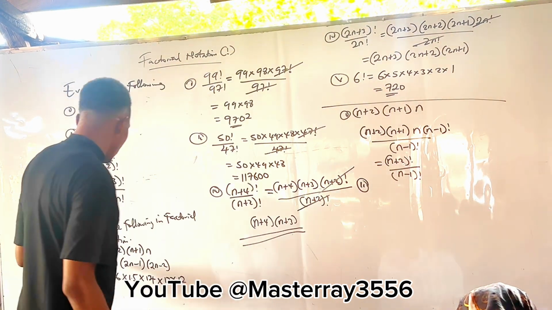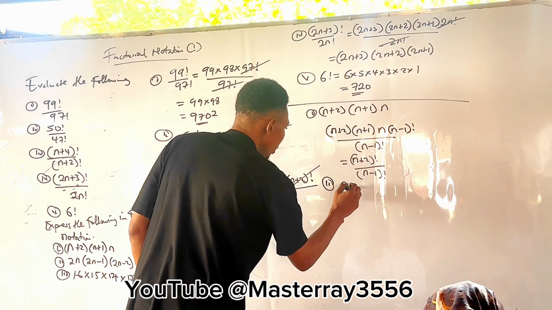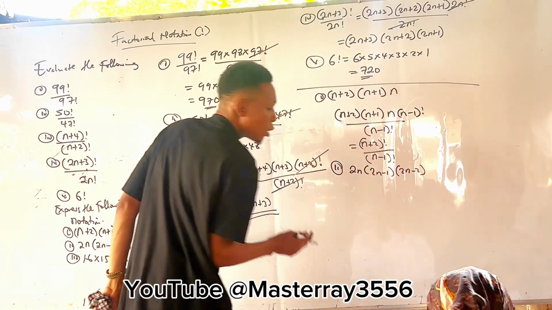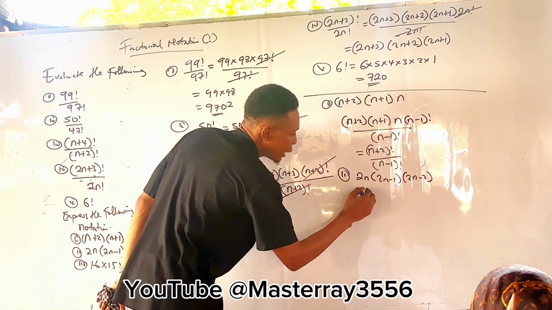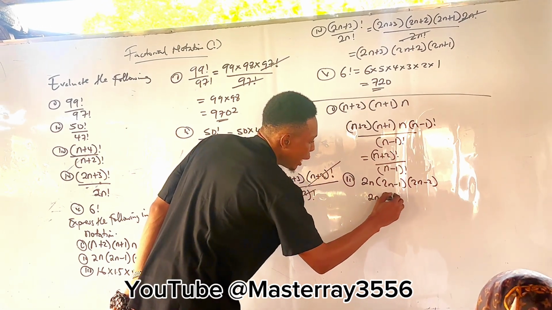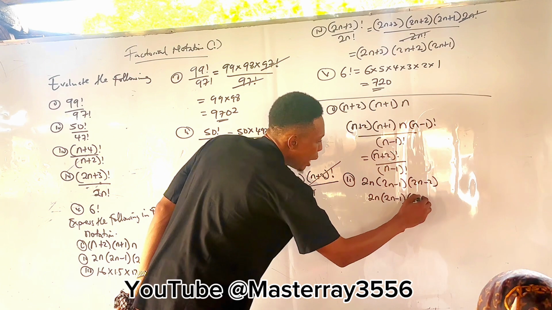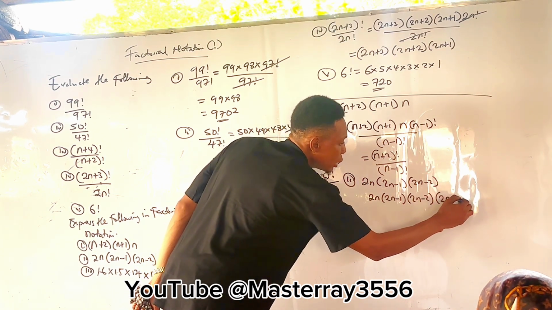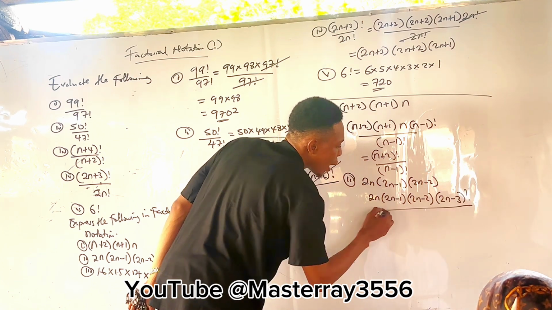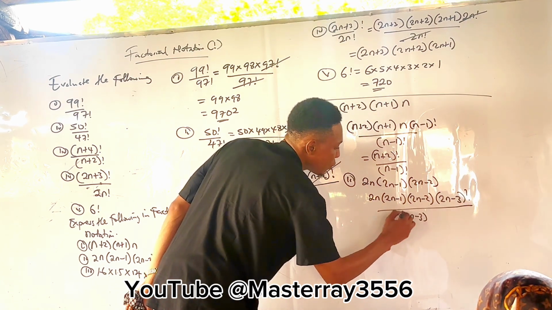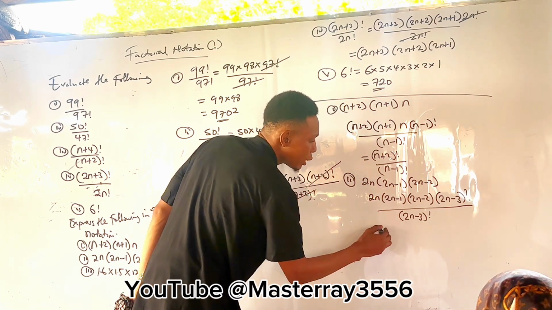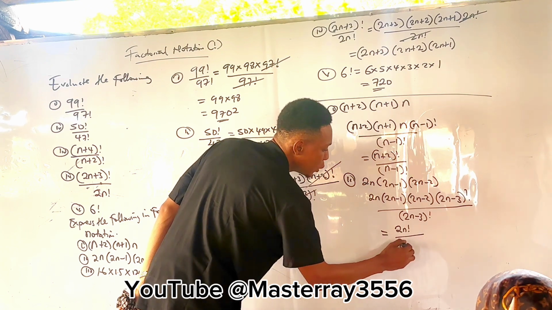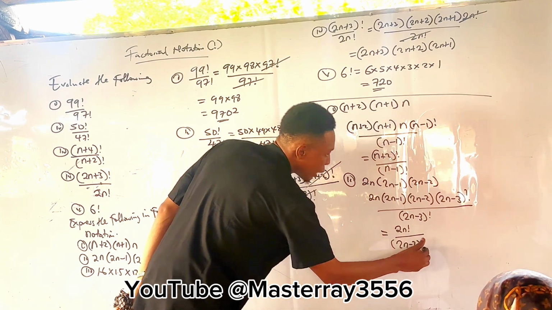Then the other one, number 2 of it. We are given 2n, bracket 2n minus 1, then 2n minus 2. So if you want to solve this now, this is written as 2n, bracket 2n minus 1, then 2n minus 2. After minus 2 is 2n minus 3 factorial all over 2n minus 3 factorial. Is that clear? So from there, your final answer will be 2n factorial over 2n minus 3 factorial.